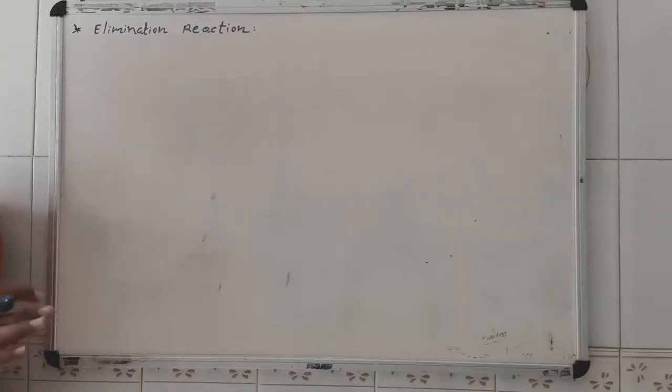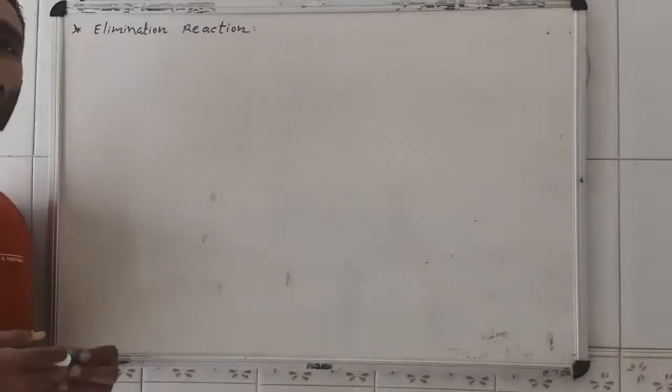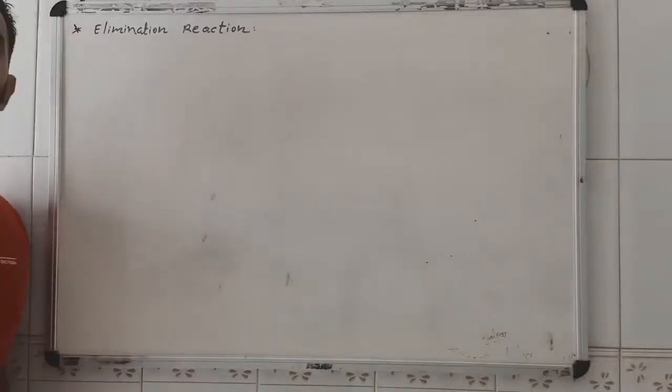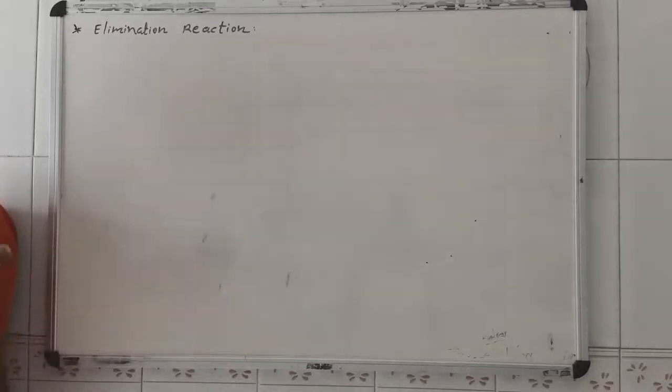We already completed addition and substitution reactions. I already taught you in our 11th standard that there are four main kinds of reaction. The first one is the addition reaction. Addition means you are only adding something to it. Then the elimination reaction, which means you are not adding anything, but removing something from that compound and getting a new compound. Then substitution, where you are adding something by removing something else. Clear? And the last one is called the rearrangement reaction.